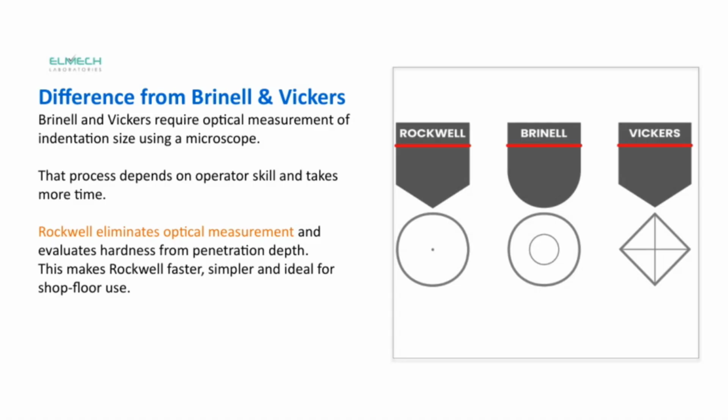Let's take a moment to understand how the Rockwell method differs from Brinell and Vickers. Both Brinell and Vickers testing require the use of a microscope to measure the size of the indentation. This means that the operator needs to carefully observe and measure the indentation under magnification. This process can be quite dependent on the skill of the operator, which introduces variability, and it also takes more time to perform. Now, in contrast, the Rockwell test simplifies this process significantly.